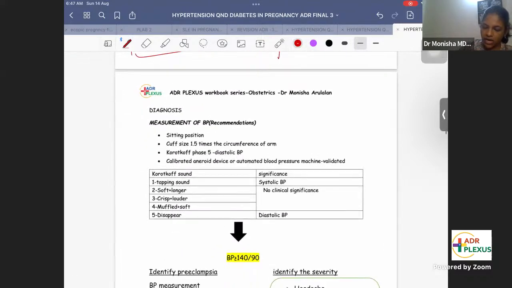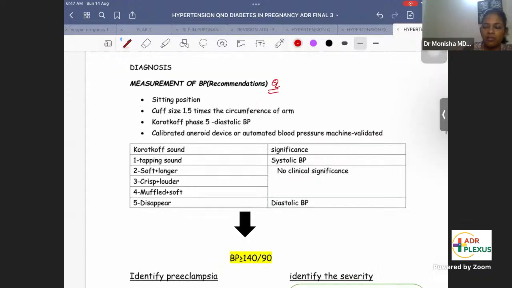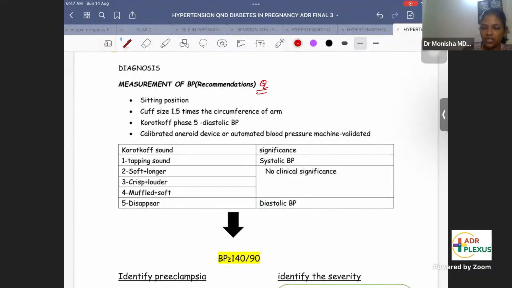Next, coming to the diagnosis. So now we have seen the pathogenesis. Now we'll come back to diagnosis. When I say diagnosis, a patient comes to you, how will you start? We start with the examination of the patient, start with your BP. So there are certain recommendations that are given. Remember, this can also be a question that can be asked. What are the recommendations for the measurement of blood pressure?